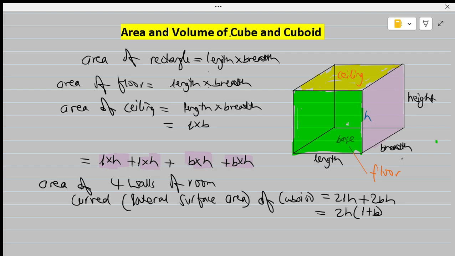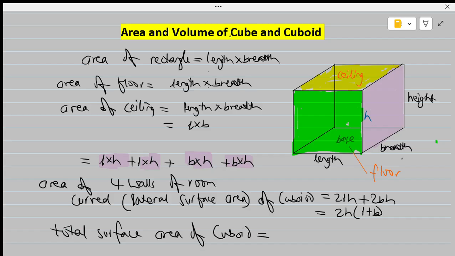plus B. Alright, so this is the curved or lateral surface area of the cuboid, or the area of the four walls of the room. And now if we include this area along with the floor and ceiling, we get the total surface area of the room, or the total surface area of the cuboid. Right? So now go for the total surface area of the cuboid.